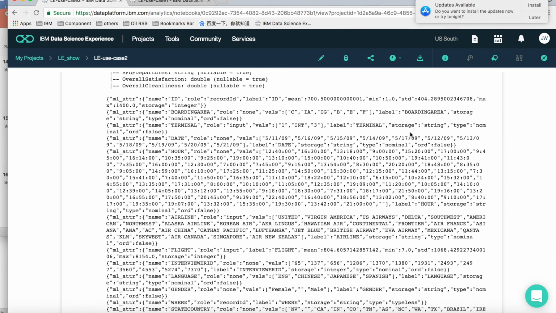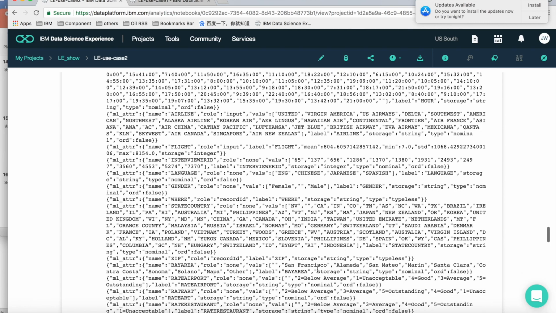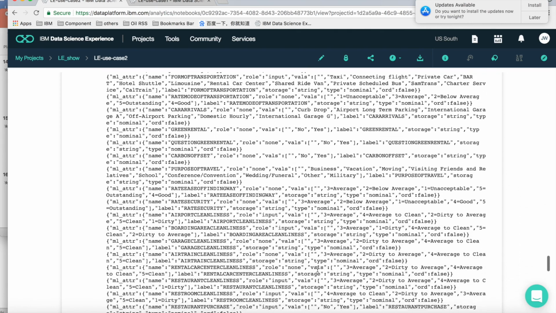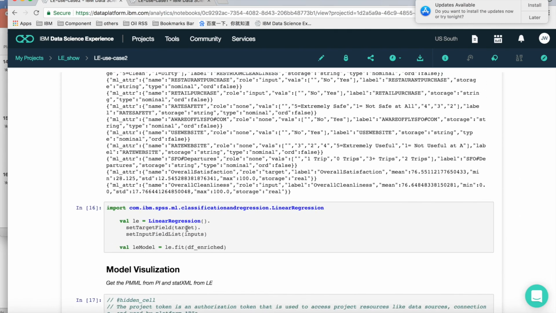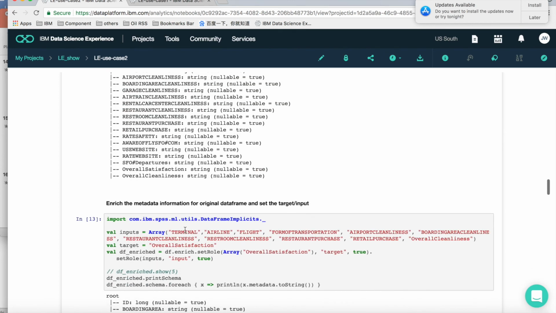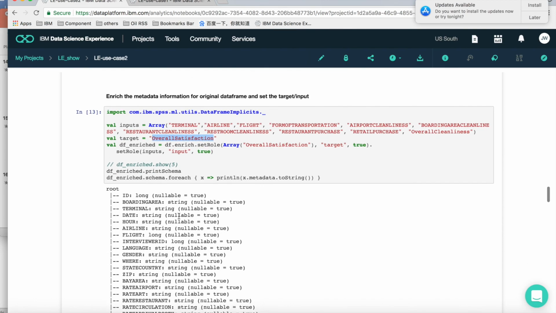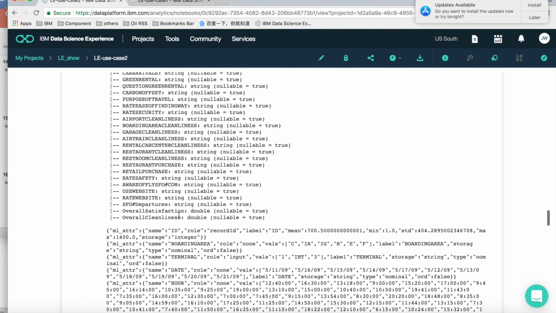You can see here, terminal is storage and string. ID is the record ID, it has no meaning. Flight number, gender, you can see female, male. It's easy for us to understand. As for target and input, Richard used all the predictors as the inputs and the overall satisfaction as the target. He wants to find the root cause for this.